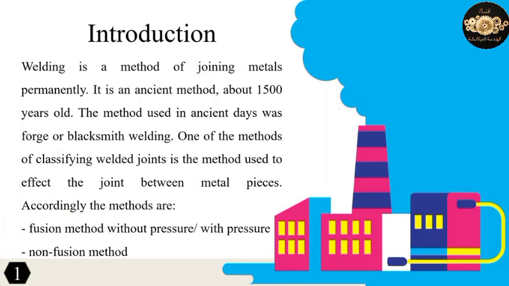Introduction. Welding is a method of joining metals permanently. It is an ancient method about 15,000 years old. The method used in ancient days was forge or blacksmith welding. One of the methods of classifying welded joints is the method used to affect the joint between metal pieces. Accordingly, the methods are fusion method without pressure, with pressure, and non-fusion method.